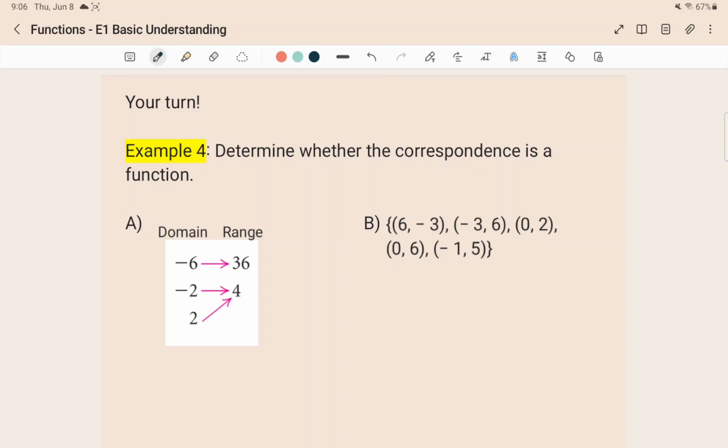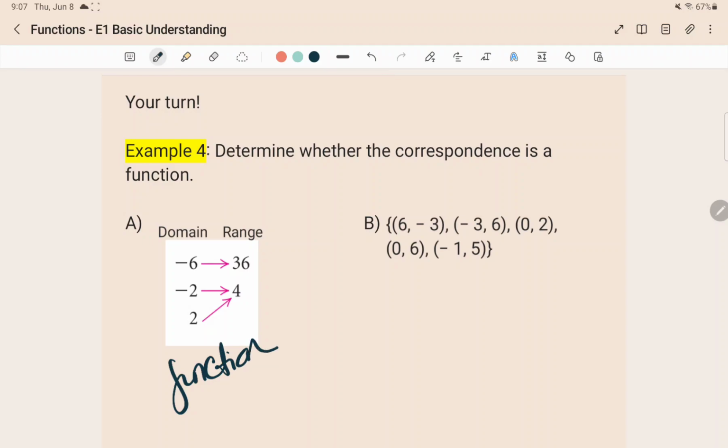For part A, we have -6, -2, and 2 in the domain. The range is composed of 36 and 4. -6 corresponds to 36, -2 corresponds to 4, and 2 corresponds to 4. Because each member of the domain corresponds to exactly one member of the range, this is a function.